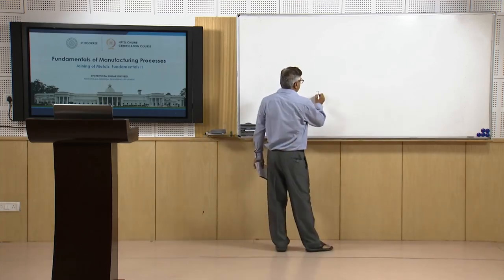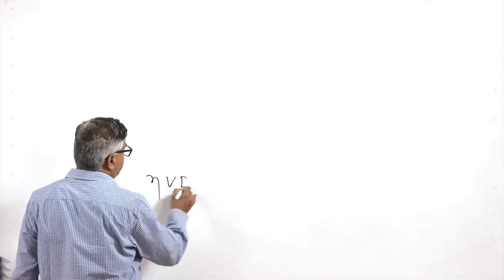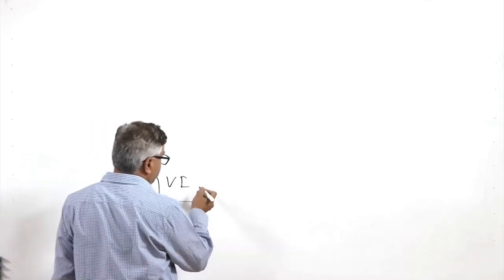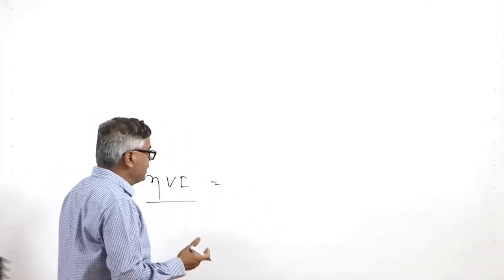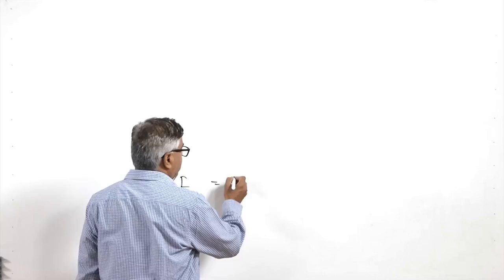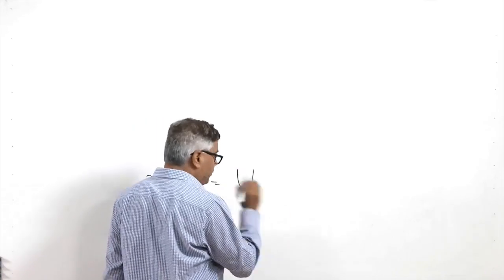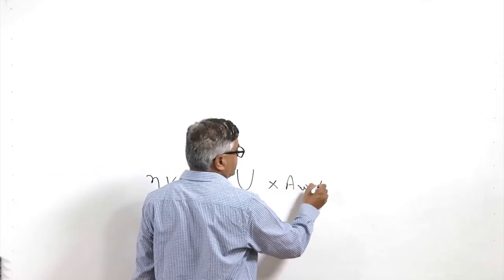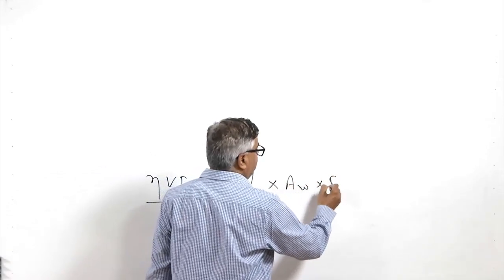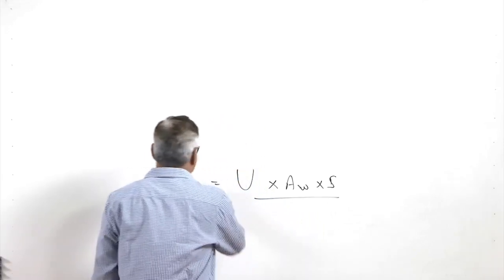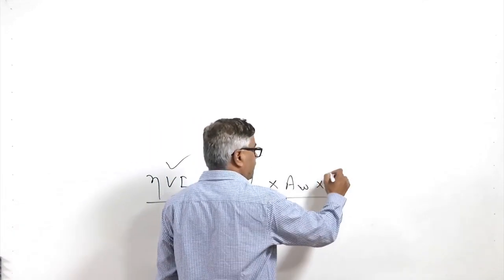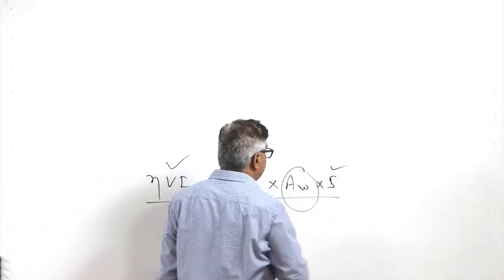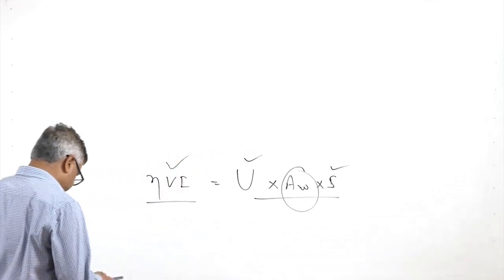So, like say eta multiplied by V, or say for the arc welding process, this will be giving us the amount of heat which is being delivered, then the unit amount of heat required for melting the unit volume of material multiplied by weld cross sectional area multiplied by the welding speed. So, if we know this, if we know welding speed, we can determine the weld cross sectional area.